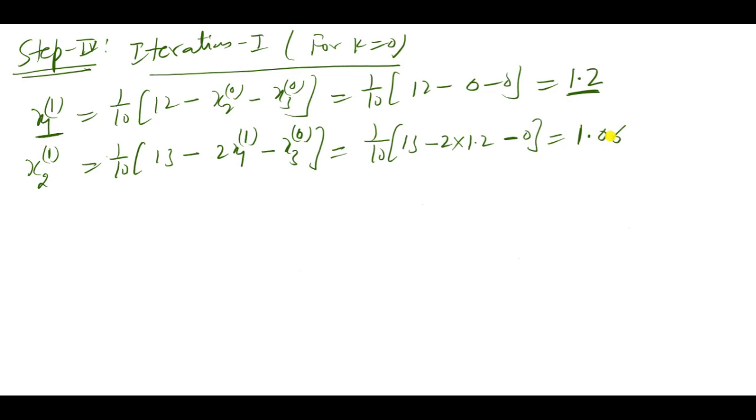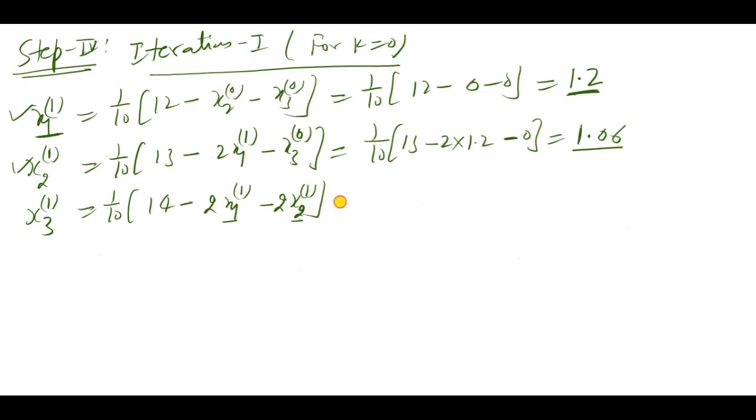Now put k is equal to 0 in equation 3, then the first approximation x3^(1) is equal to 1 upon 10, 14 minus twice x1^(1) minus twice x2^(1), and x1^(1), x2^(1) are computed here, that is x1^(1) is 1.2, x2^(1) is 1.06. Taking the values of both, this is 14 minus 2 into 1.2 minus 2 into 1.06, and with the help of the calculator we obtain the value 0.948, correct to 3 decimal places.